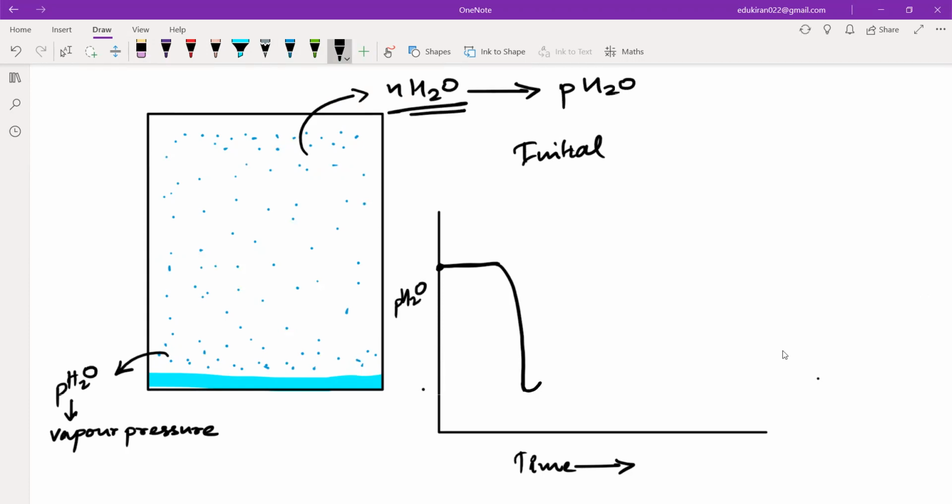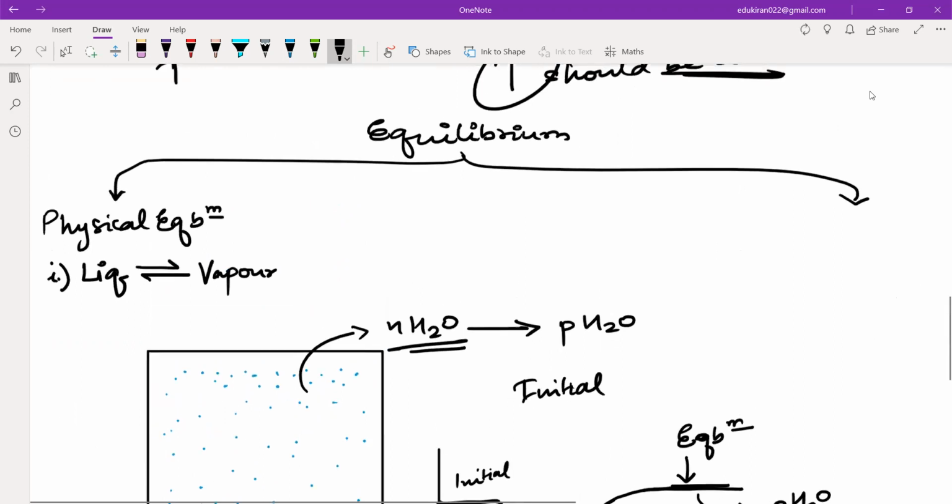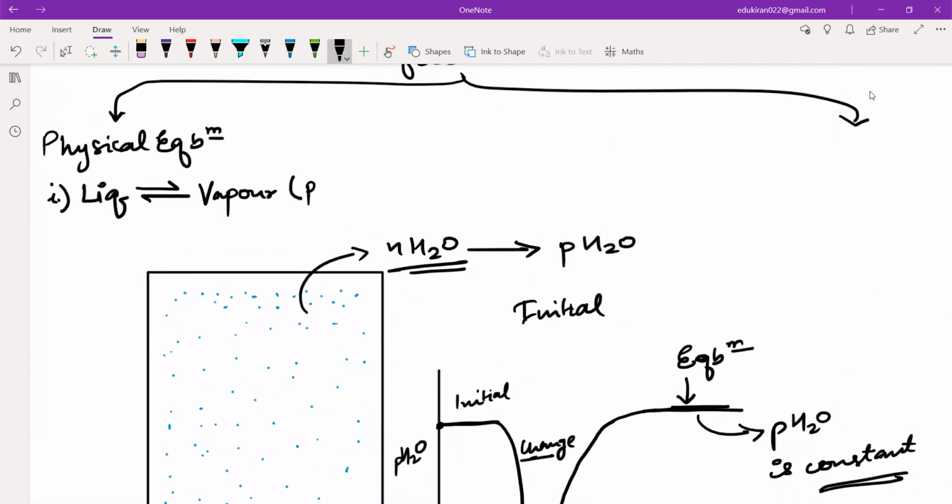Now slowly with time, the pressure inside the system will also increase, and it will attain the same equilibrium state, right? So this was the initial stage. Then here we had some change. Then some things happened, but eventually the system went on to attain the same equilibrium state. Now in this equilibrium, the P of H2O is constant. So as we can see, the pressure of H2O is constant. If you have liquid vapor equilibria, then what is constant? Pressure is constant.